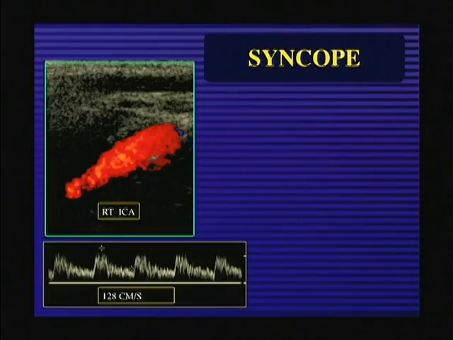All right, you guys should be ready for this one. Here's a patient with syncope. This is the right internal carotid. Now, there may be just a touch of plaque in the internal. The velocity is 128. The vessel is wide open.